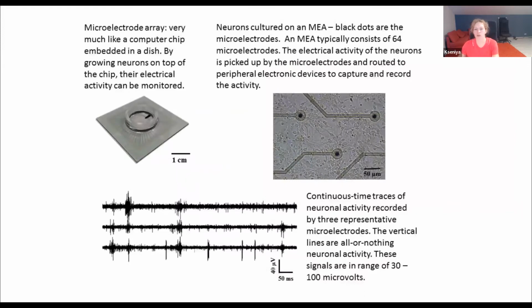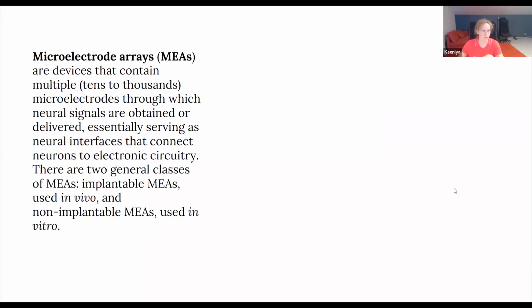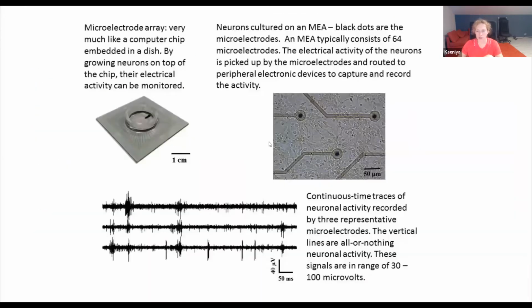The next method of registration is a microelectrode array. A microelectrode is an electrode used in electrophysiology, either for recording neural signals or for the electrical stimulation of neural tissue. Microelectrode arrays, or MEAs, are devices that contain multiple, tens to thousands of, microelectrodes through which neural signals are obtained or delivered, essentially serving as a neural interface that connects neurons to electrical circuitry. There are two general classes of MEAs. Implantable MEAs are used in vivo, and non-implantable MEAs are used in vitro.